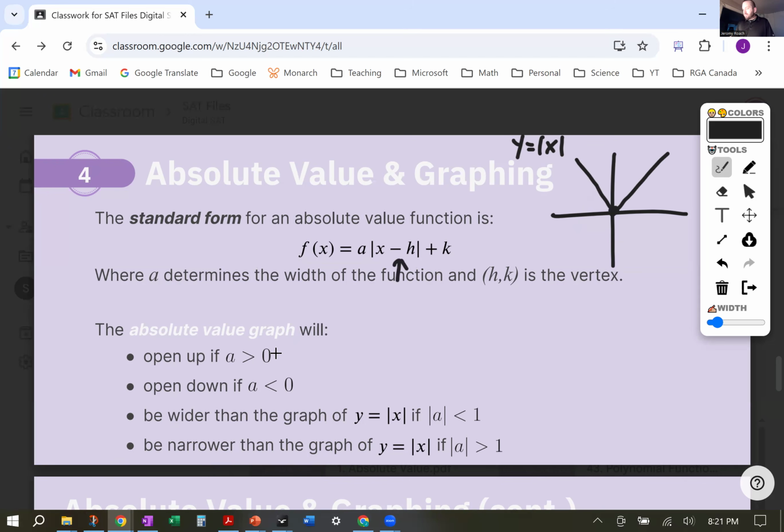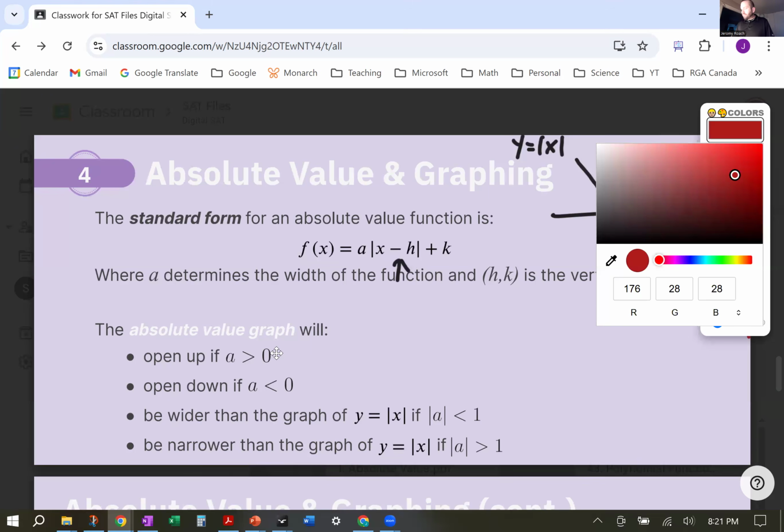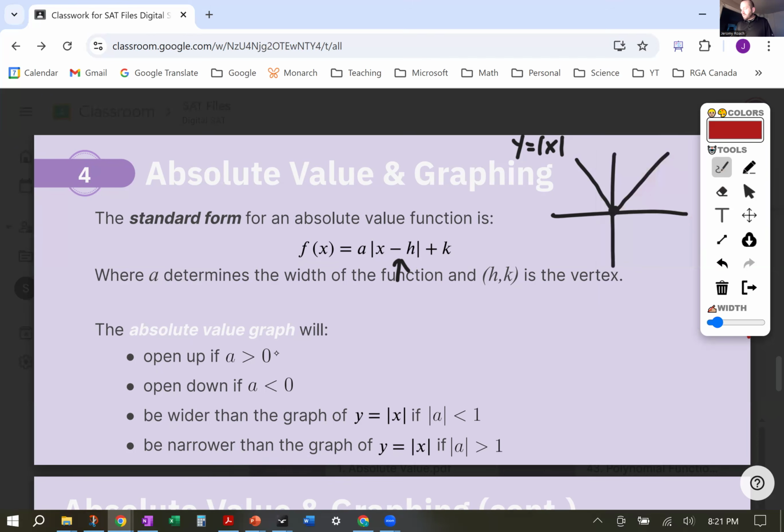But if this has a number here, we can shift that to the right or to the left. So if it was y equals absolute value x minus 2, then we would go to the right 2 like that, still the same slope. We just scoot it over to the right.